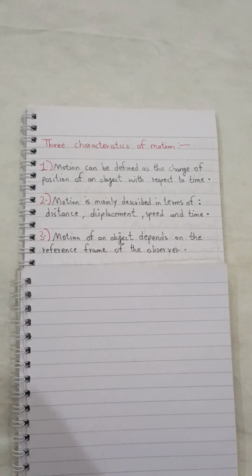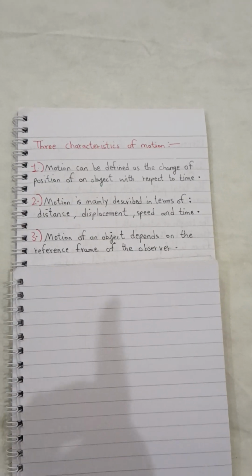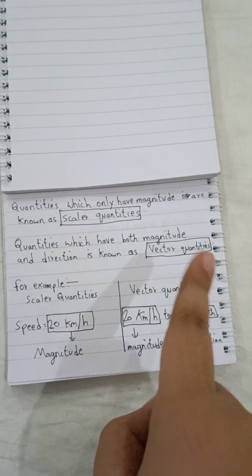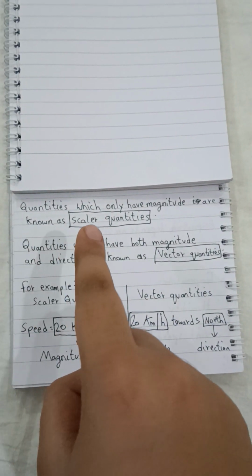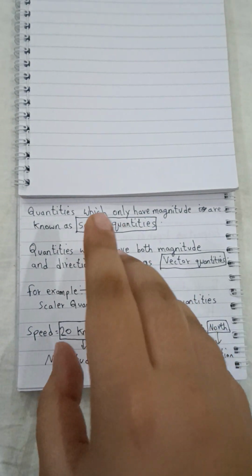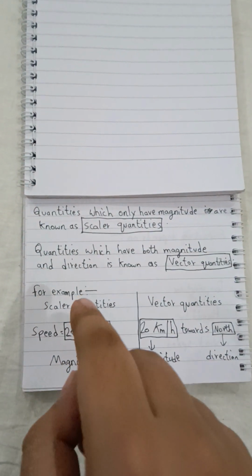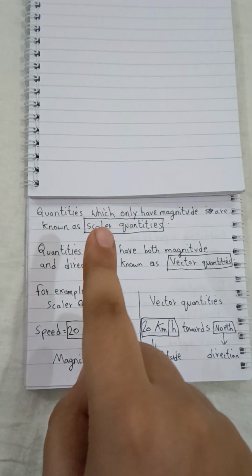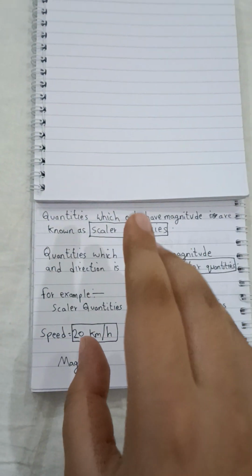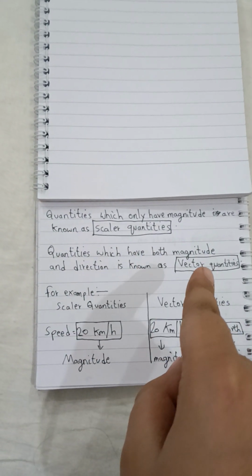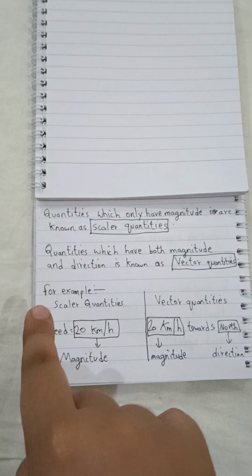Okay, now let's head to the next page and I'm going to explain scalar quantities and vector quantities. Quantities which only have magnitude are known as scalar quantities. Magnitude, I'm going to show it later. Only magnitude. And quantities which have both magnitude and direction are known as vector quantities. I will show the examples now.